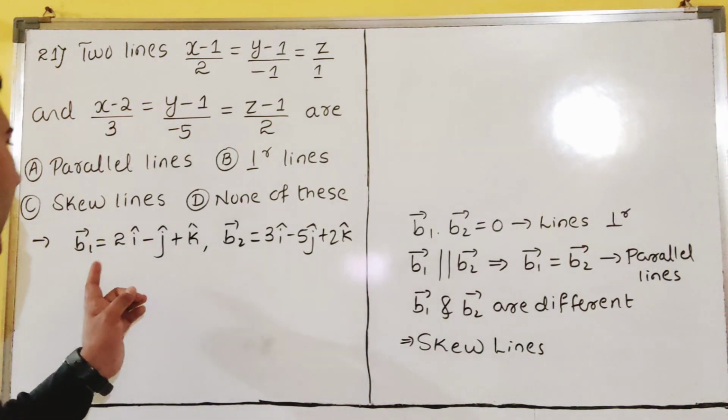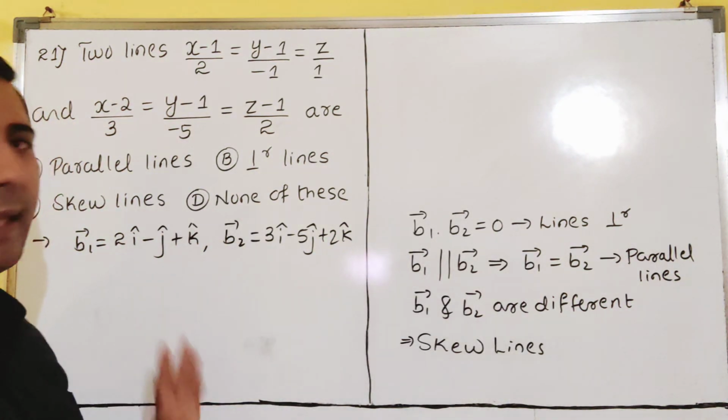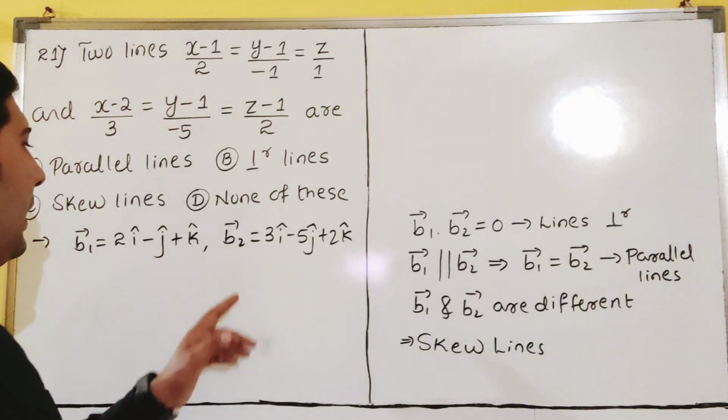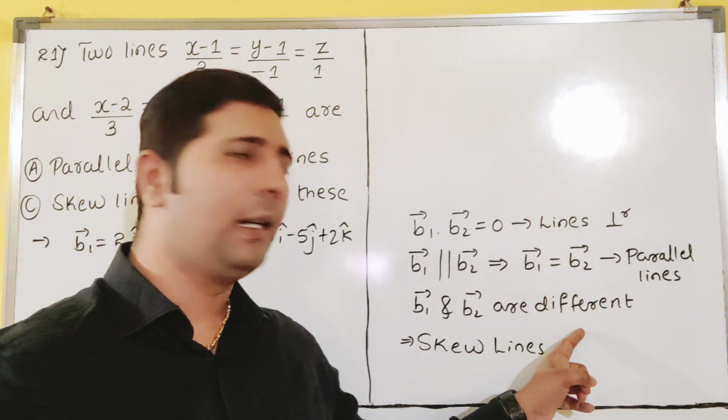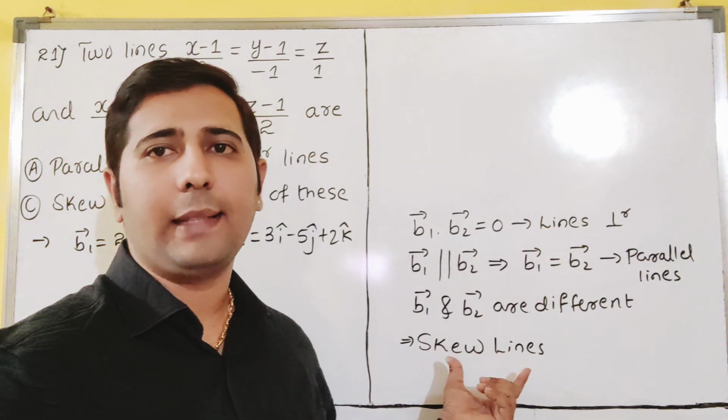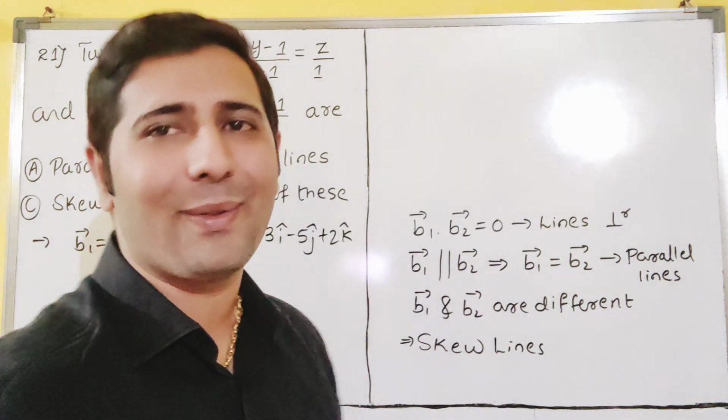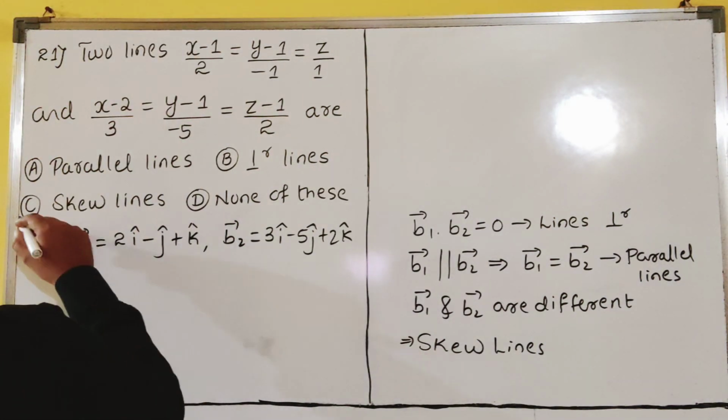So you see, both are same or different. So these are different, dear students. B1 vector and B2 vector are different. Then these lines are said to be what? Skew lines, dear students. I hope it is clear. So our option is C.